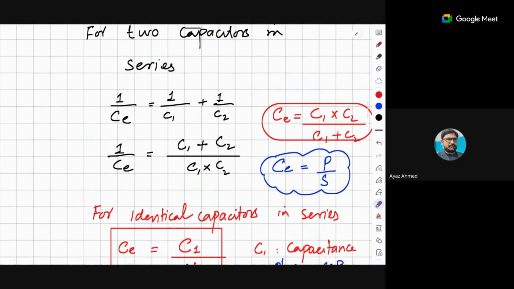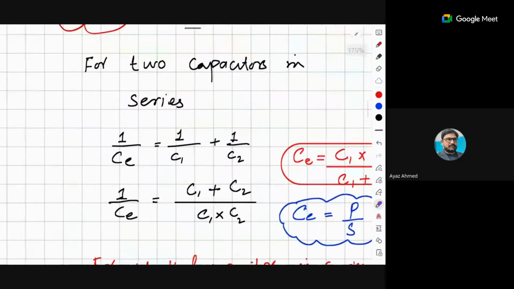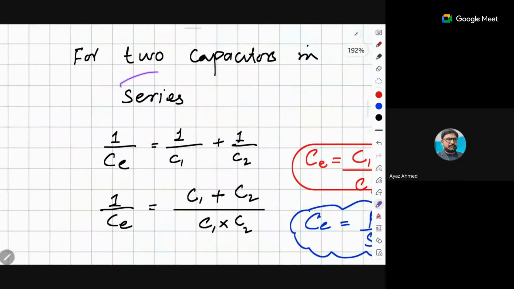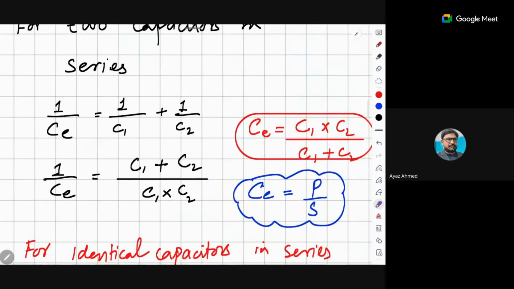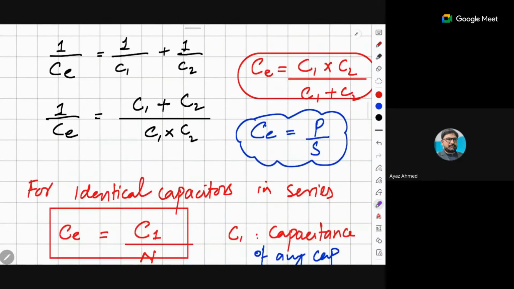So for two capacitors, please use this formula. When there are two capacitors in series, the easy version of this formula is C equivalent is equal to C1 into C2 divided by C1 plus C2. That is the product over sum formula.